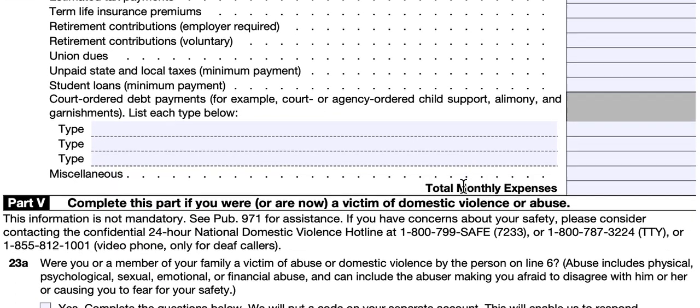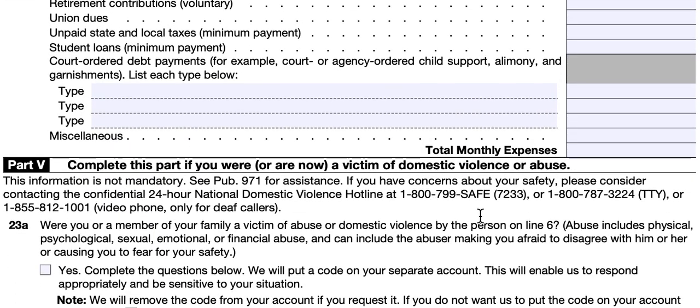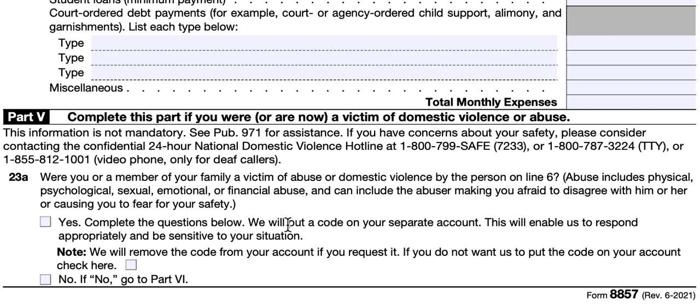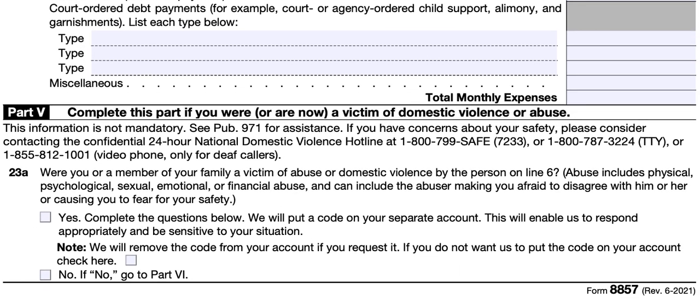Now, Part 5 is the part that you don't have to complete, but there is additional information in IRS Publication 971, and this part talks about the safeguards that the IRS takes to protect your information. So line 23A, were you or a member of your family a victim of domestic violence by your spouse or former spouse? If yes, then you should complete the rest of it. If this is not applicable to your situation, then just go to Part 6.